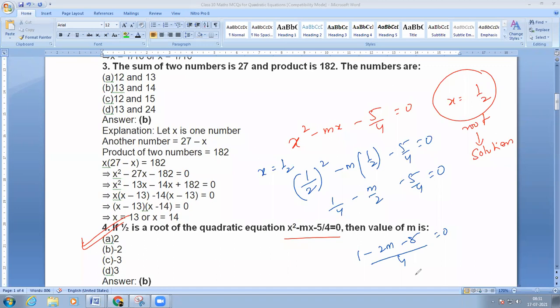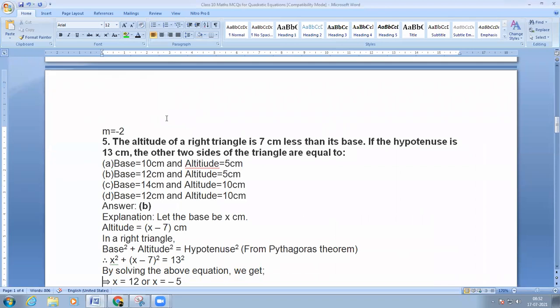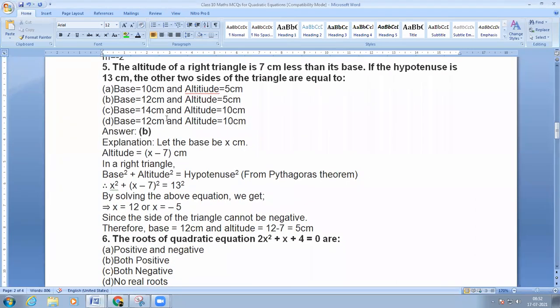That means minus 2m minus 4 is equal to 0. Or you can say minus 2m is equal to 4, or you can say m is equal to minus 2. So your answer will be minus 2, that is, the m value is minus 2. Now we are coming to question number 5. The question is: the altitude of a right triangle is 7 centimeter less than the base.